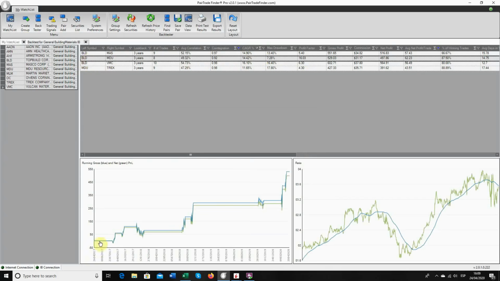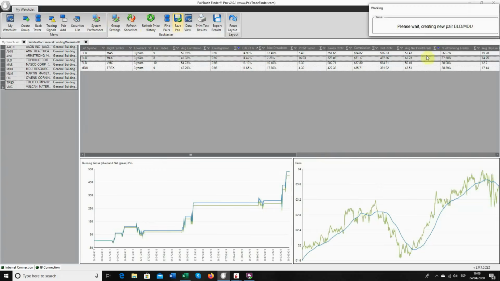If we hit that, we can see the equity curve here in the bottom left. And so it's going from bottom left to top right. Nice. Well, it could be smoother, but it's lots of great trades in there. Then you've got the ratio chart over on the bottom right. I'm not going to study that, but let's say you want to put this pair onto your watch list. So you would just hit Save Pair.